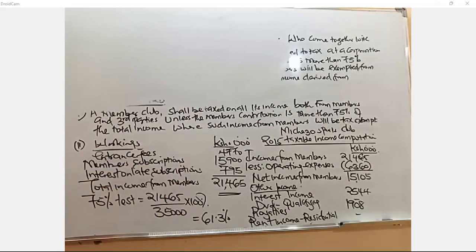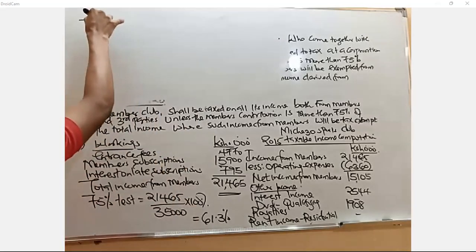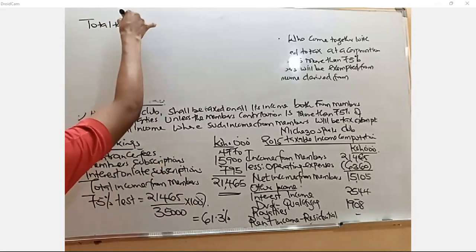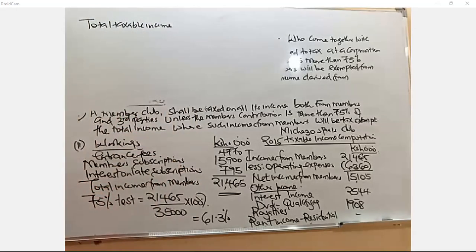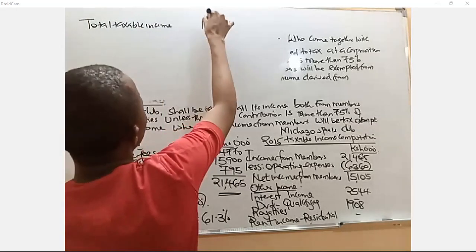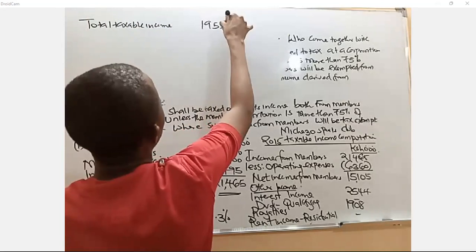Then from there, you can proceed by getting the total taxable income. How much is our total taxable income? I take 15,105, we add 2,544, we add 1,908, and we get 19,557.